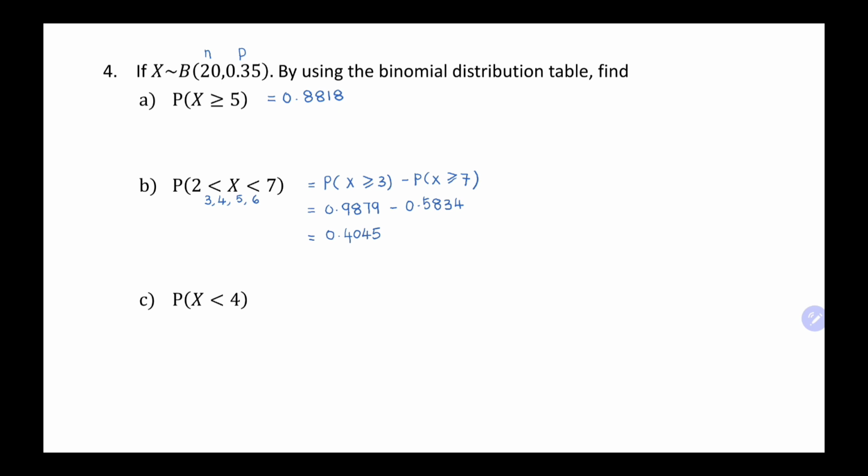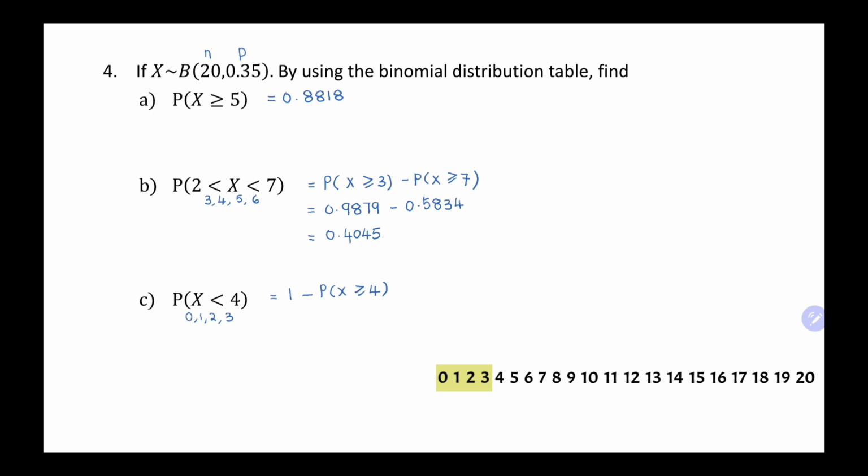Next question, we have C, probability x less than 4. Since the sign is not greater than or equal, we need to change the sign from less than to greater than or equal. Less than 4 means we want 0, 1, 2, 3. 4 is not included. To find the value from 0 until 3, we put 1 minus P(x greater than or equal to 4).